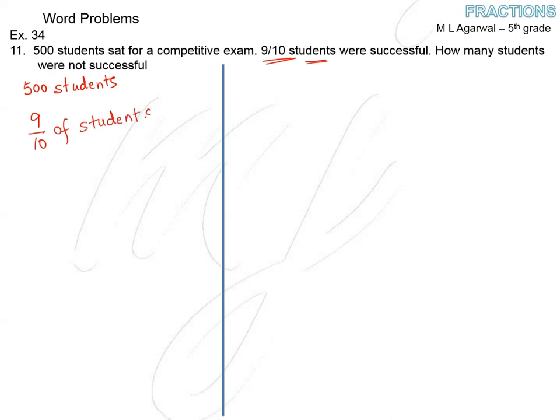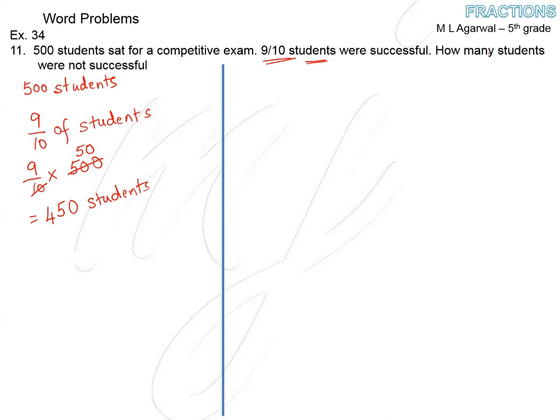So 9/10 of means multiplication. How many students? 500 students. So 10 becomes 50, correct? 50 into 10 is 500. So how many students? 9 5s are 45. So this becomes 450 students. So how many were successful? 450 students were successful.